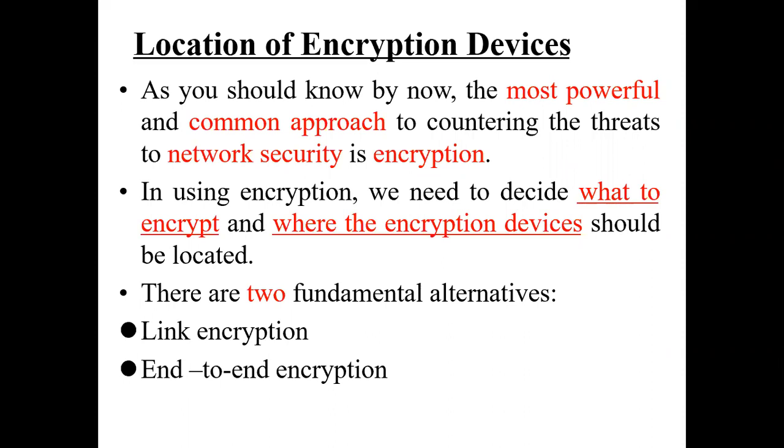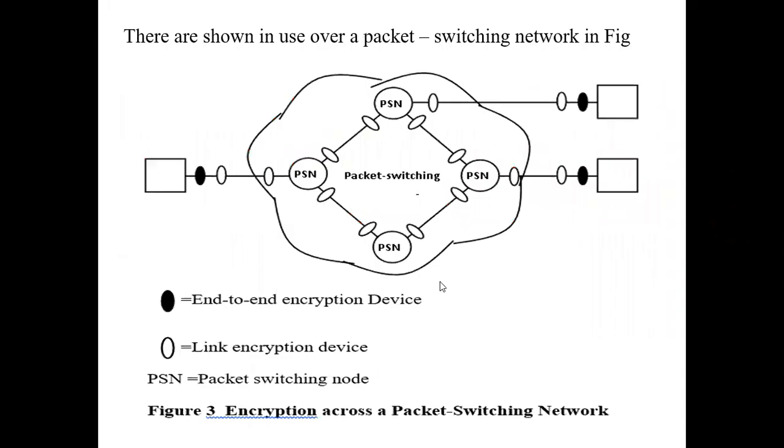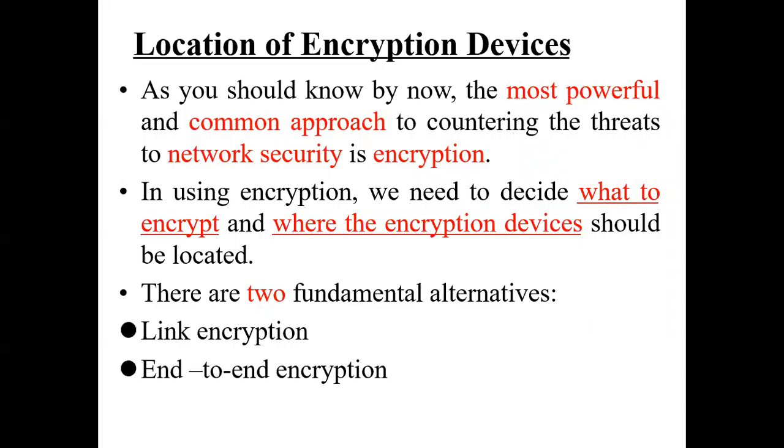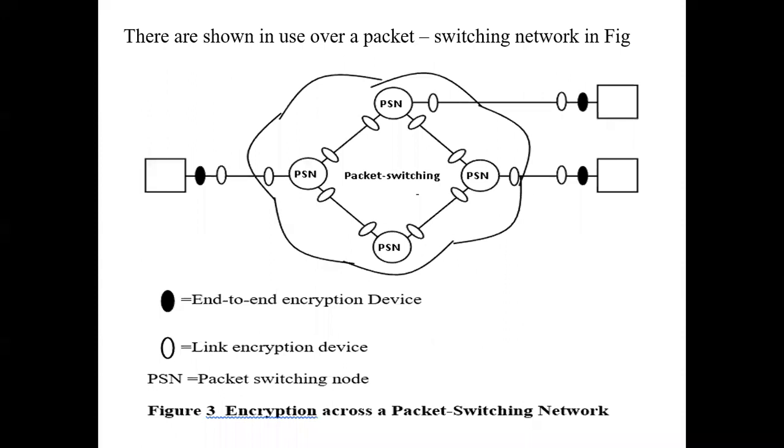One is link encryption, another one is end to end encryption. So, what is link encryption? What is end to end encryption? You can see the diagram: the ellipse filled with the black color is the end to end encryption device. The ellipse that is empty is the link encryption device.